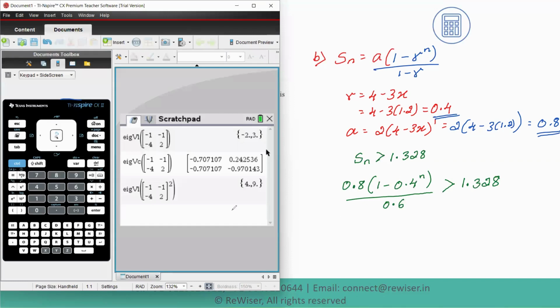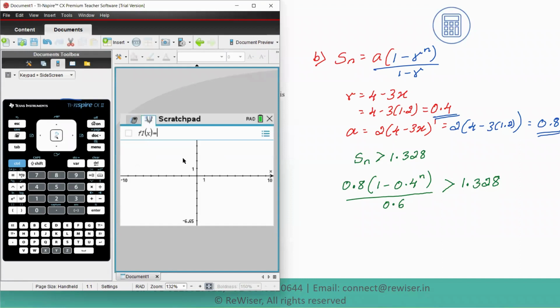On the calculator, whenever we have any inequality, we would always graph both the equations and figure out the point of intersection. First of all, the left-hand side equation. Whatever equation we have on the left-hand side, we can draw that. So it's going to be 0.8 times (1 minus 0.4 to the power of, instead of n, I would be using x), and this divided by 0.6. This is what we have on the left-hand side.